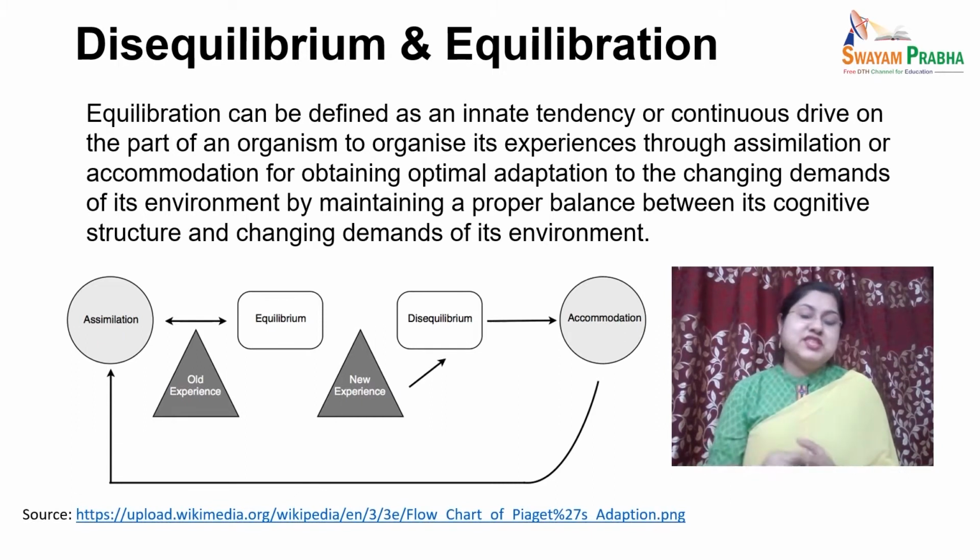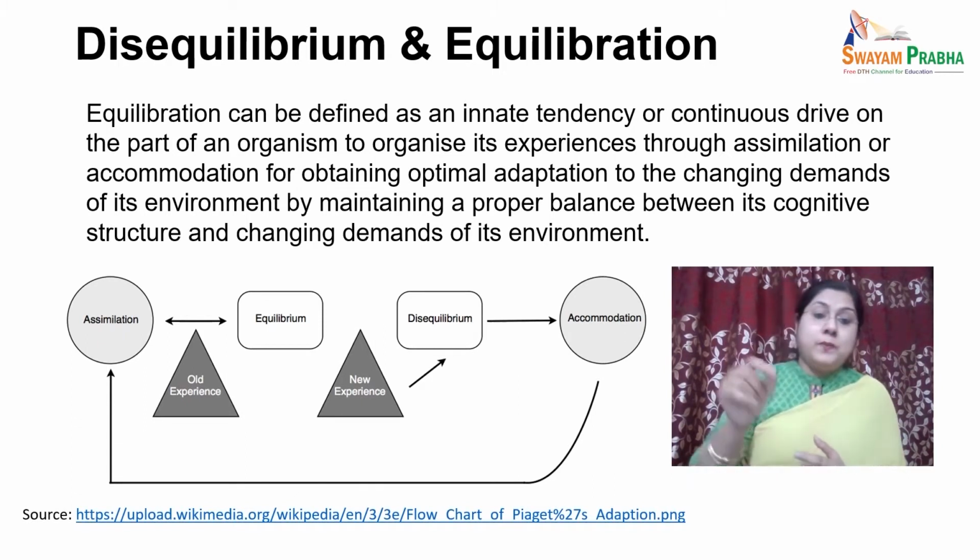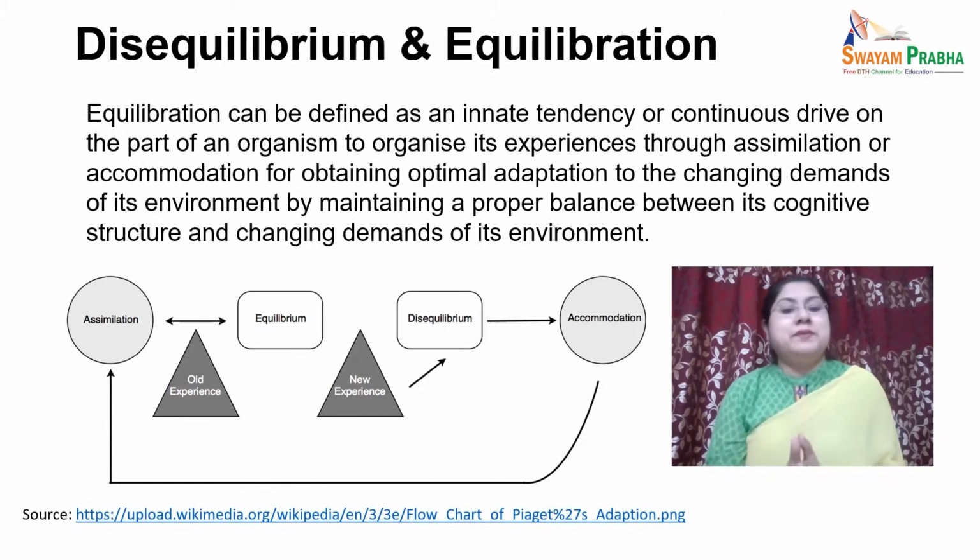Through assimilation or accommodation for obtaining optimal adaptation to the changing demands of its environment by maintaining a proper balance between its cognitive structure and the changing demands of its environment. So what will be the crux? Whenever there is a demand of change, we tend to make an equilibrium.